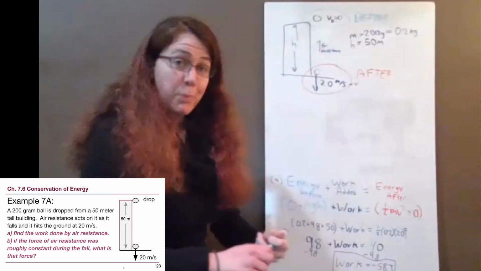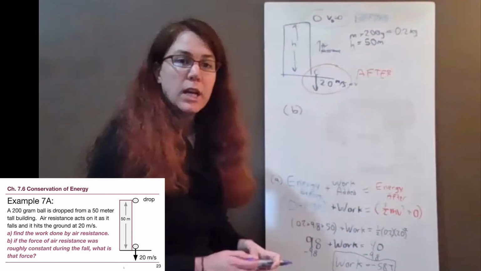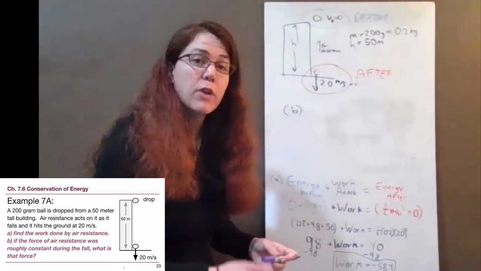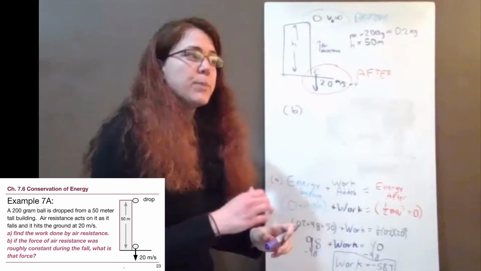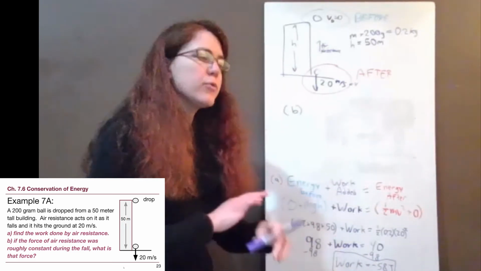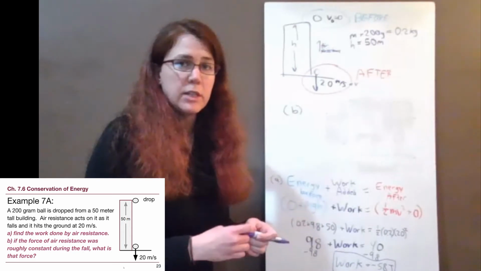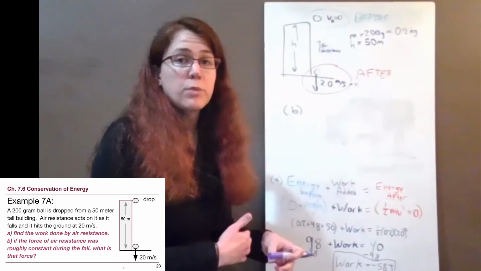All right, and so part B is asking us to think about if the force is roughly constant, because the way the air resistance is really going to act, it won't perfectly be constant, but if we just simplify it and look for the average force, or if we just assume the force is constant, we want to find out what that force would be.